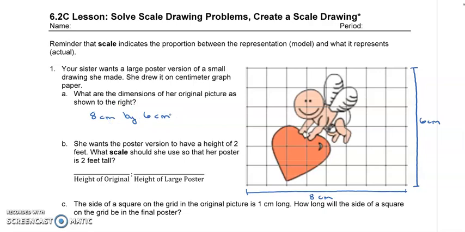That's her original drawing. She wants the poster version to have a height of 2 feet. What scale should she use so that her poster is 2 feet tall? So right now it's 6 centimeters tall. So 6 centimeters for our original, and I want it to become 2 feet. So I have a scale there, and I could simplify that scale as well.